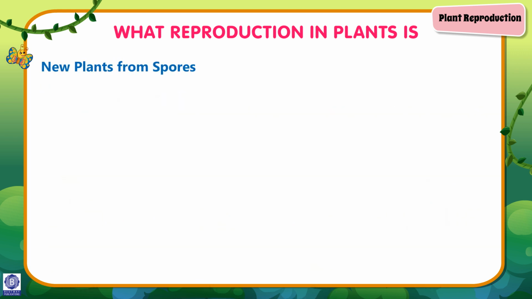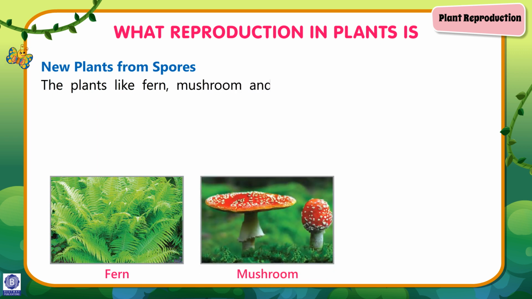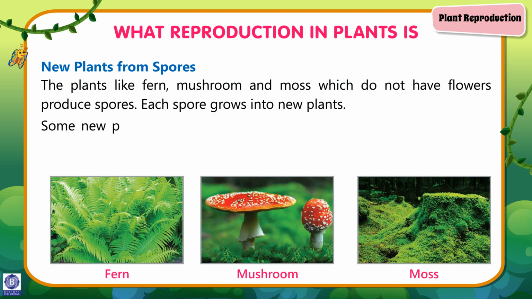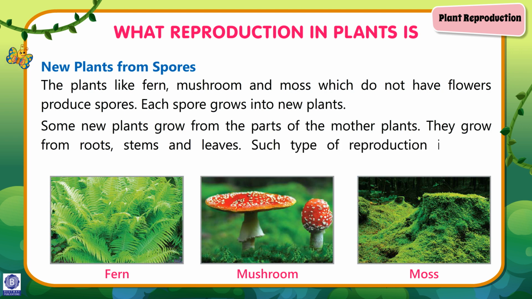New plants from spores. Plants like fern, mushroom, and moss, which do not have flowers, produce spores. Each spore grows into a new plant. Some new plants grow from the parts of the mother plant. They grow from roots, stems, and leaves. Such type of reproduction is called vegetative propagation.